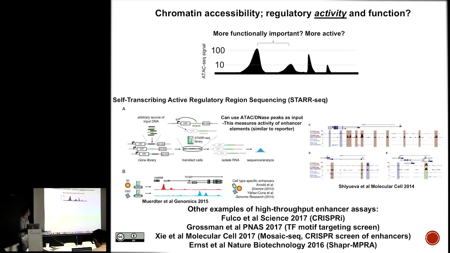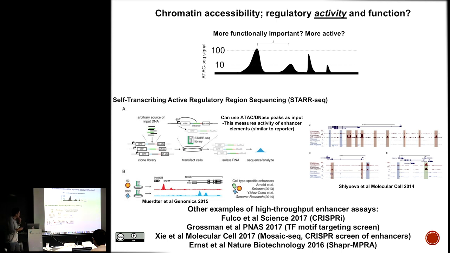Now, the two things that I really want to focus on in the next couple of minutes are distinguishing activity and function. I've been talking about ATAC-seq and being accessible as a state of the nature of the DNA, and there are features that drive that, like the transcription factors that bind there, determining how accessible it is. But what about activity?